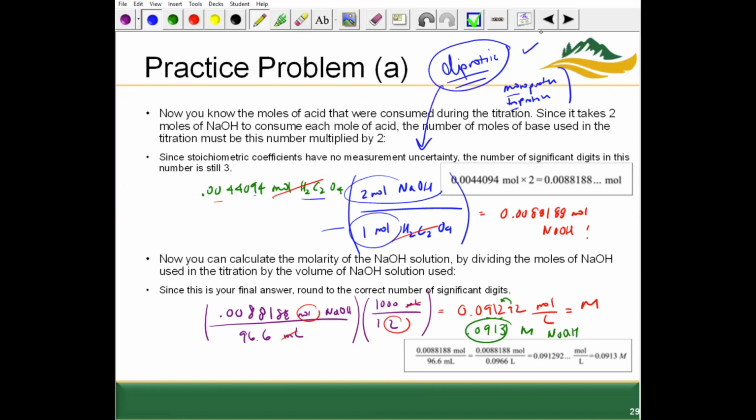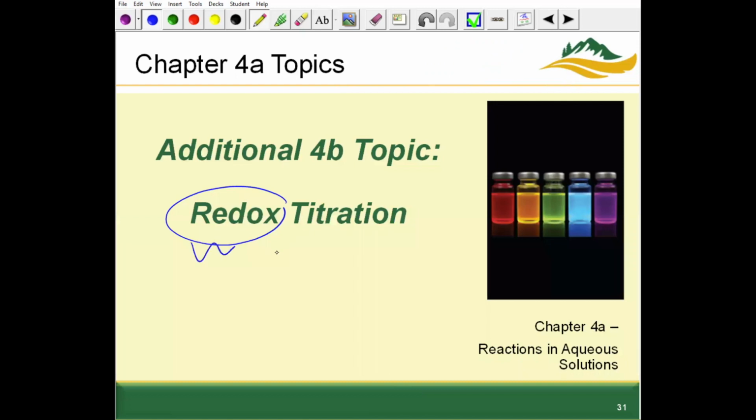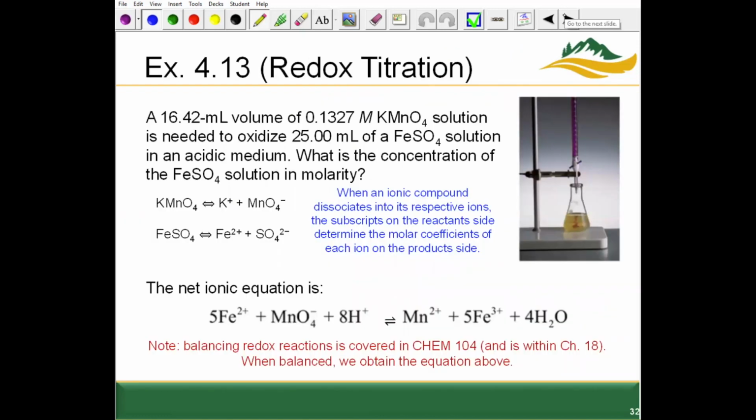Okay, so let's keep that in mind, and now let's go back to talking a little bit more about these redox titrations. So let's do an example problem with a redox titration, just to show you the math and the setup for this. So we have 16.42 milliliters of 0.1327 M potassium permanganate solution. So that's here in our burette. That's needed to oxidize 25 mL of iron(II) sulfate.